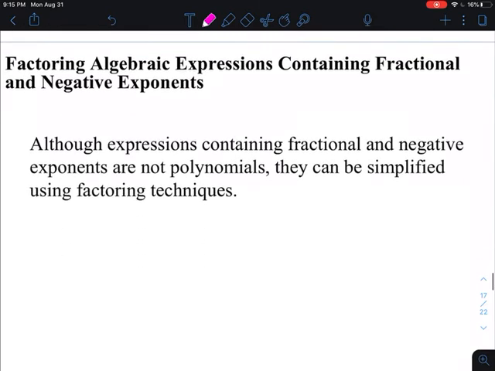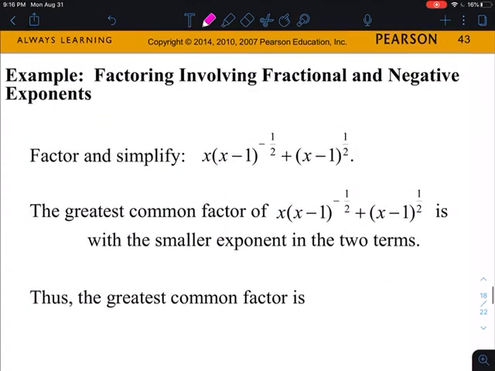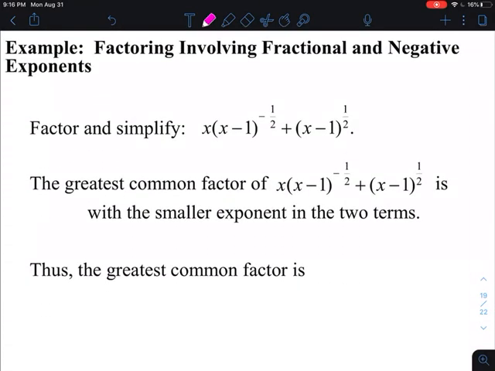So factoring algebraic expressions containing fractional and negative exponents, this is definitely new. It says, although expressions containing fractional and negative exponents are not polynomials, they can be simplified using factoring techniques. This is going to be ugly, guys. I'm sorry. You could always repeat it a couple times over to see what we do. Factoring involving fractional and negative exponents. So we're going to factor and simplify.